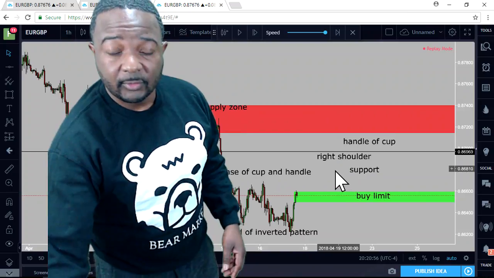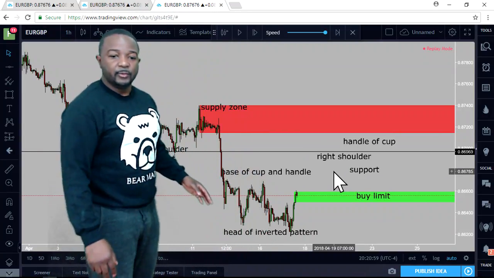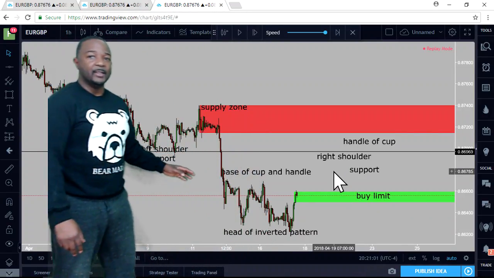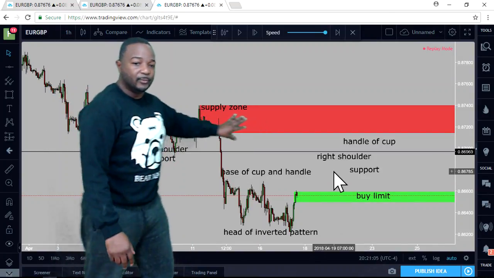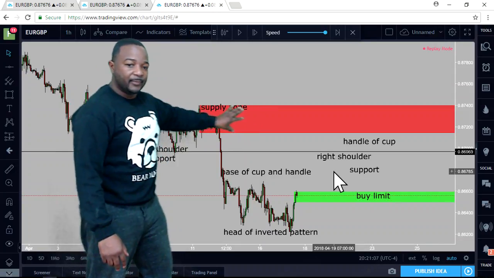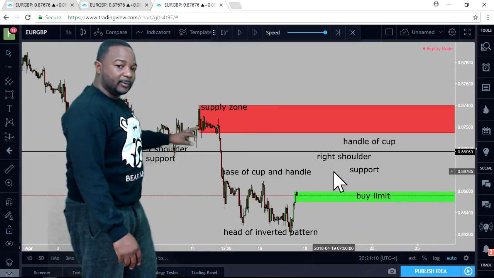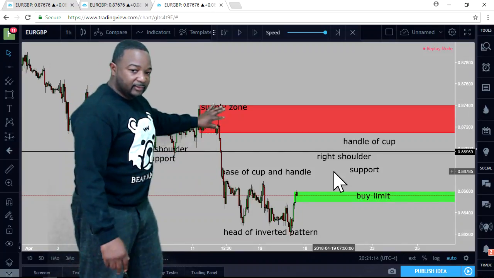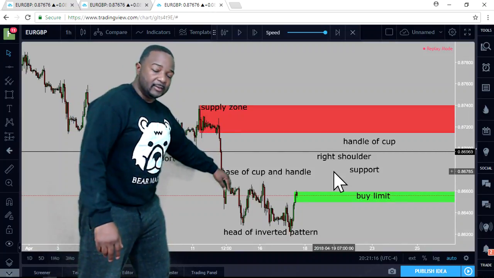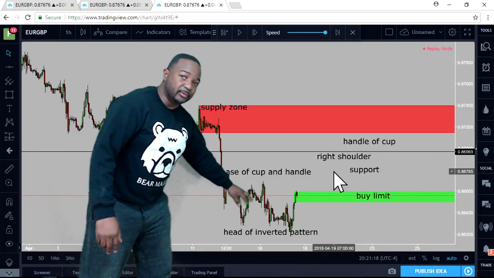Okay, now we're on a smaller time frame to show you exactly what happened. This whole zone right here, this is my supply zone. All right, this is my supply. You see what we got? Consolidation, drop. Consolidation, drop. Okay? We got a nice little drop right here.